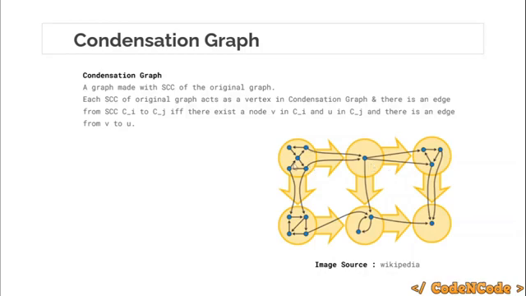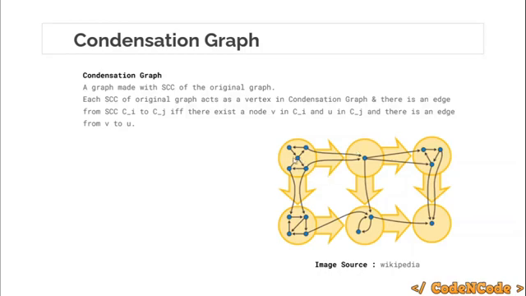So there is an edge from one strongly connected component to another strongly connected component if and only if there exists a node V in Ci and U in Cj, and there is an edge from V to U. So basically, in the condensation graph there is an edge from SCC I to SCC J if and only if in the ith SCC there is a node V, and in the jth SCC there is a node U, and there is an edge from V to U.